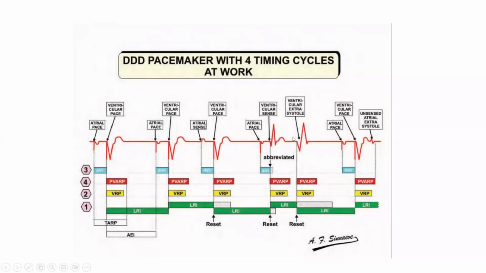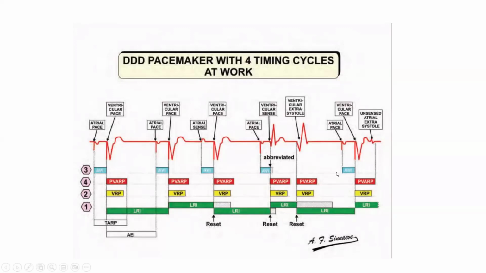But here it's a true PVC. It's a ventricular event following a ventricular event without an atrial event between. So for the pacemaker, this is a strange event and it marks a PVC. The PVC, like any other ventricular event, will initiate a VA interval, ventricular refractory period, and lower rate interval.